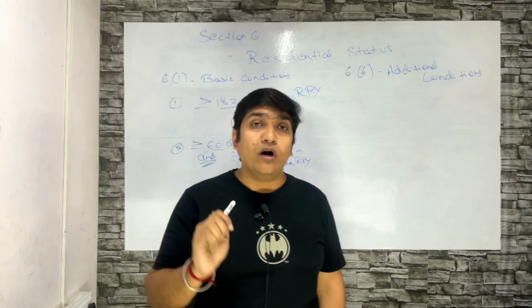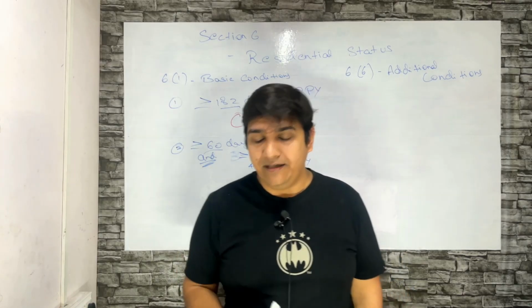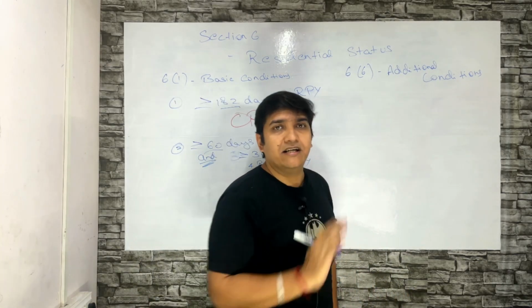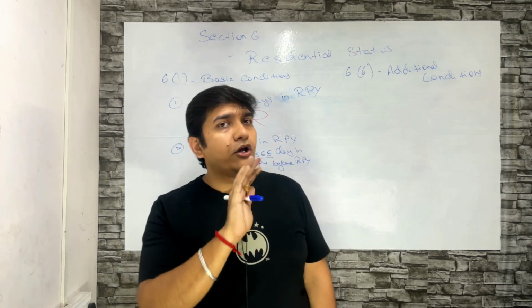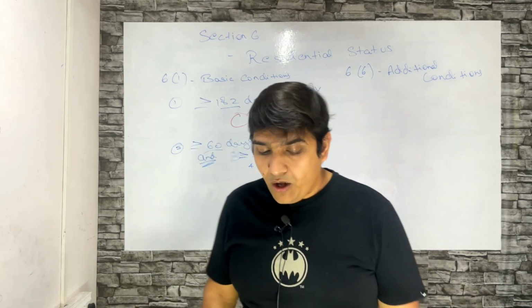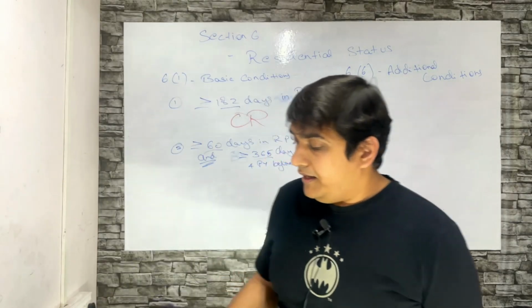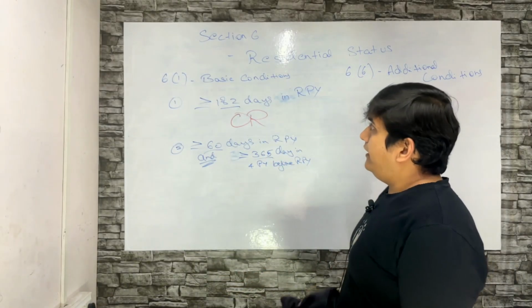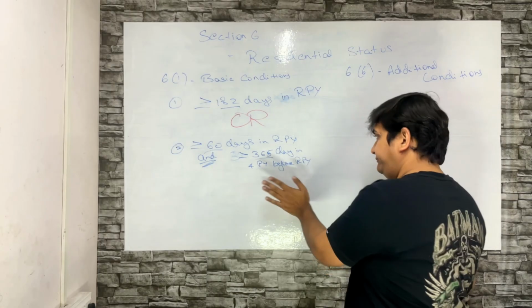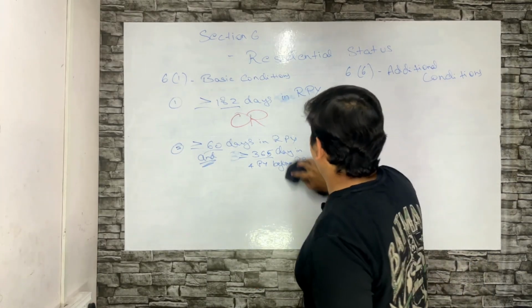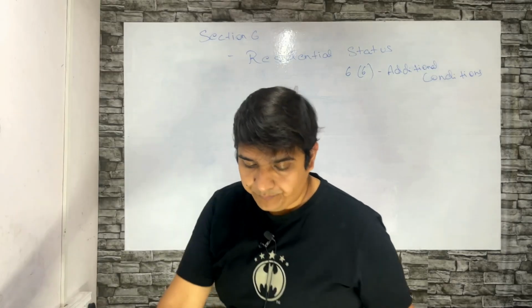Now you'll ask, what is this resident and ordinarily resident? Let me first explain what the additional conditions are, and then I'll draw out a chart. Or let me draw out the chart first, that would be easier for you. If you want to note this down, you can pause the video and note it down.